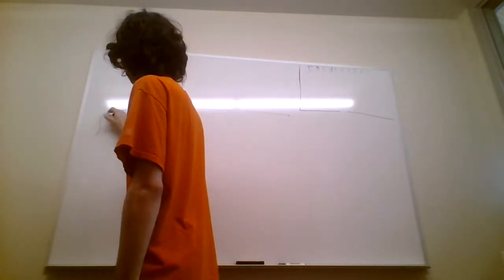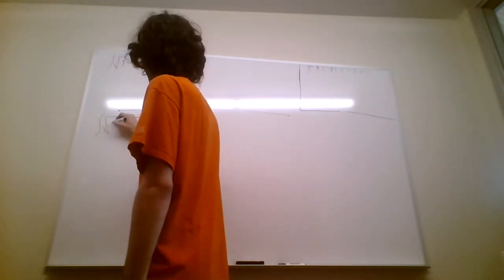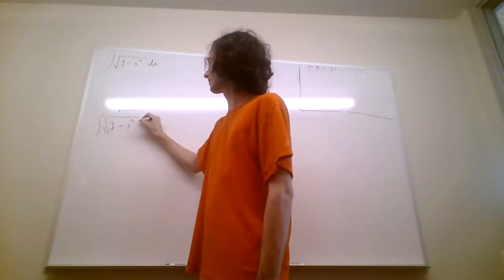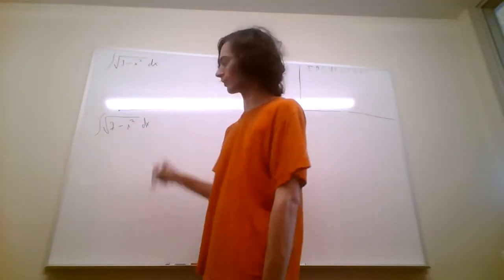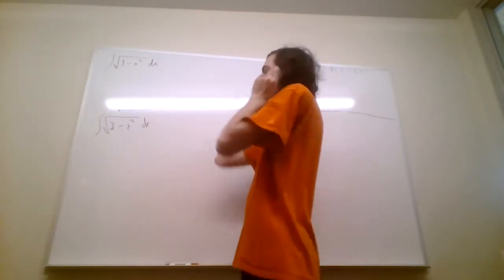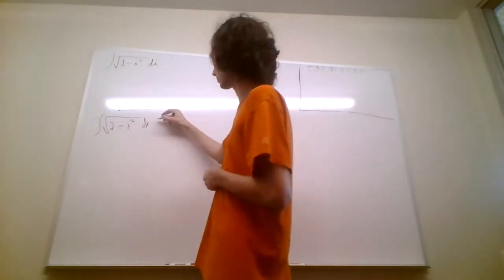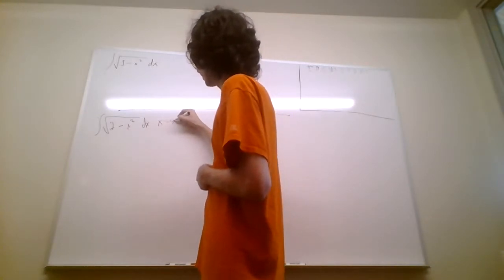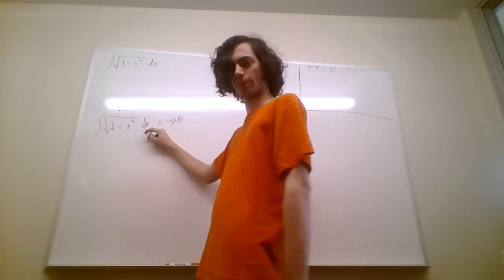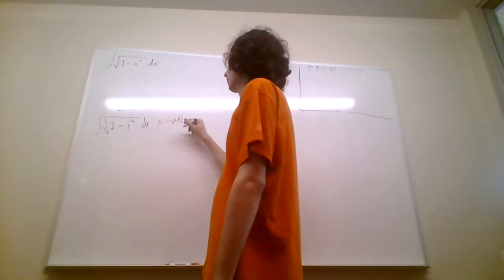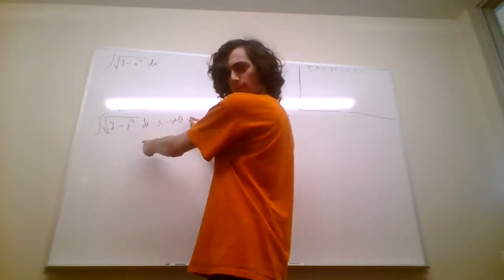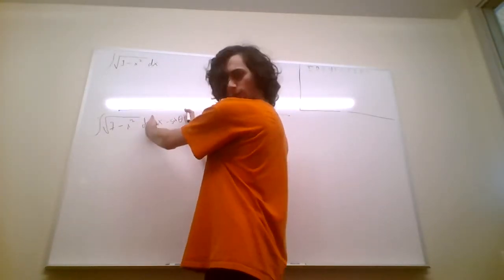Let's do that. Integral of the square root of 1 minus x squared dx. So we're going to do a substitution here. We're going to say x is equal to sine theta, and that will help us integrate this thing. To change this dx term into a d theta so we can integrate with respect to that, we're going to take the derivative of both sides of this equation with respect to theta.